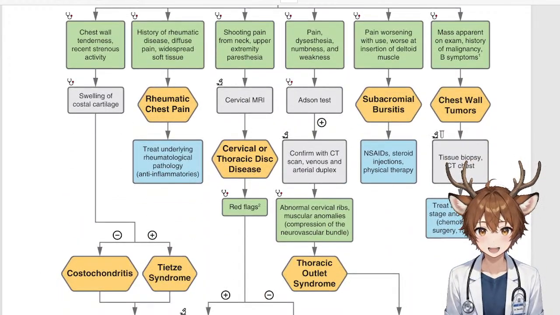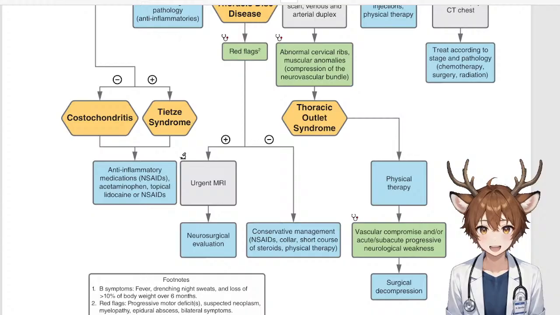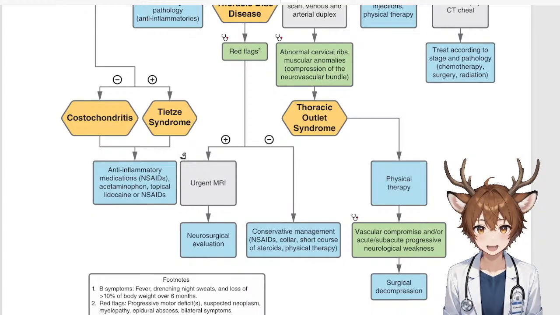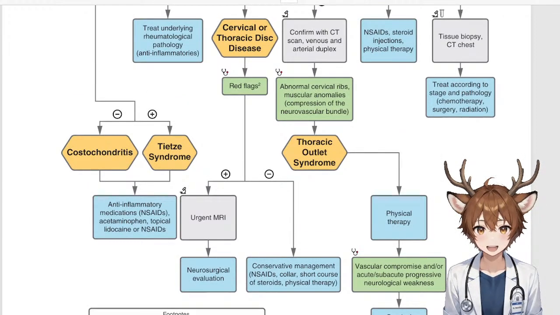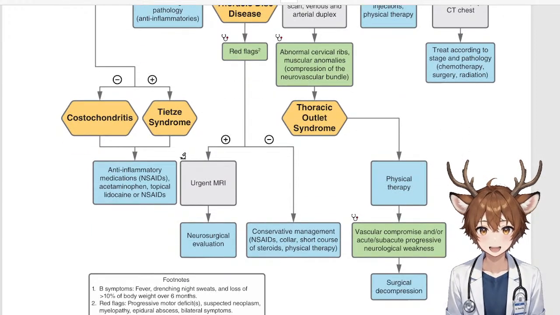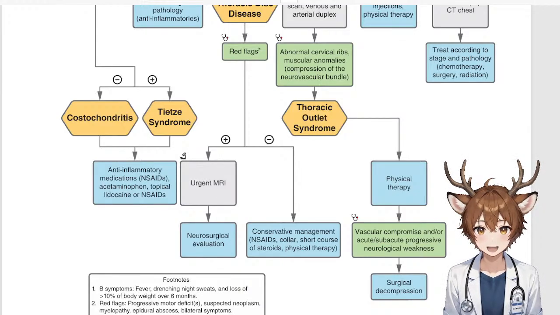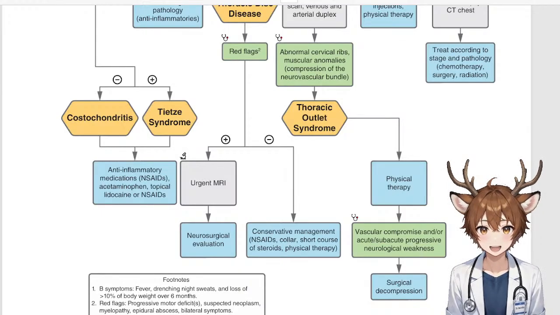Let's go back to it. So those are red flags. If we have red flags, they're positive for red flags we just mentioned. Urgent MRI. You do that, you do neurosurgical evaluation. What if they're negative for that? We have cervical or thoracic disc disease, but it's negative for those red flags. What do? Conservative management, NSAIDs, collar, short course of steroids, physical therapy.